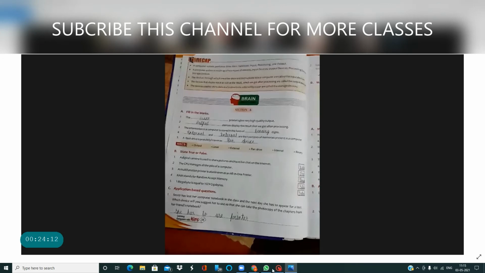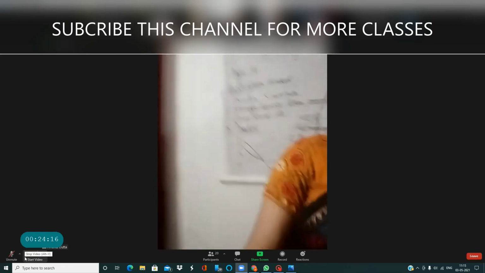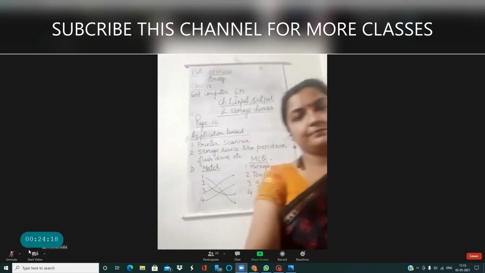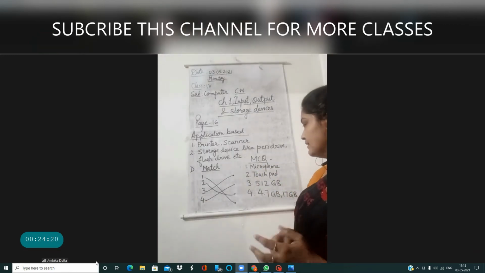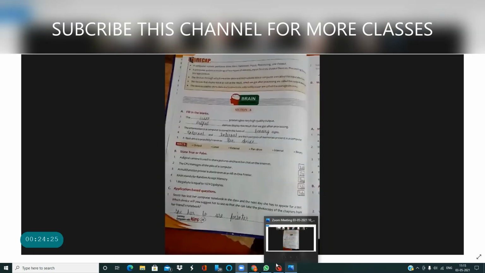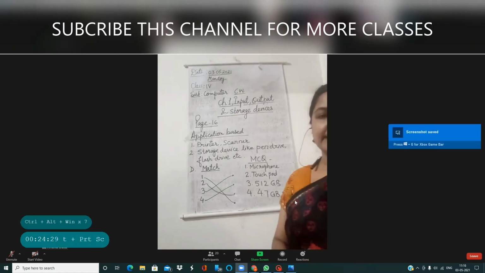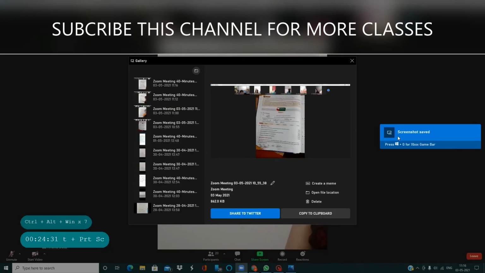Now I'm showing the board. The first one is microphone, the second one is touchpad, the third one is 512 GB, the fourth one is 4.7 GB and 17 GB. These are the correct answers. And there is one mistake in the question.